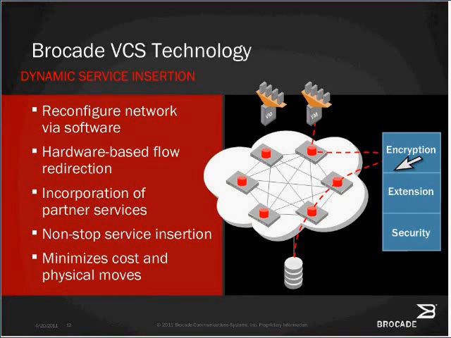So this allows a full encryption service, as an example, to be inserted into the fabric without the application or the storage device knowing it, and yet all the data gets encrypted. We're not going to build all of these encryption services, firewalling services, extension services, etc. by ourselves. It allows us to incorporate the services from our ecosystem of partners into our fabric-based architecture as well. And it also really minimizes cost and physical moves, as well as application and storage reconfiguration.